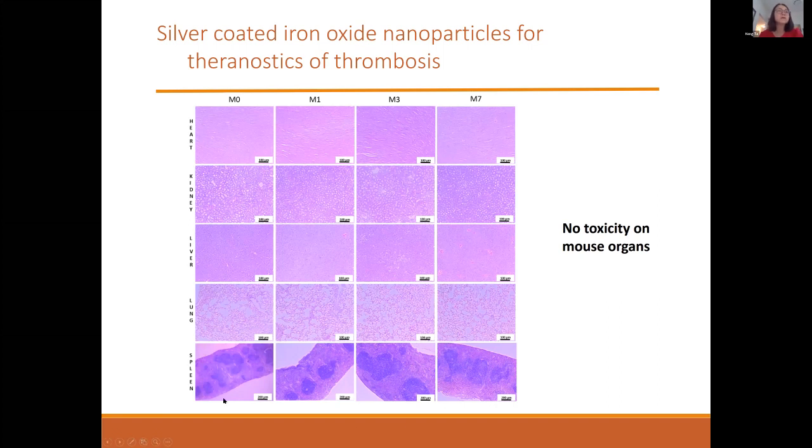So this is the control mouse, and these are the mice injected with the particle at different time points, 1 day, 3 days, and 7 days. So you can see there is no obvious toxicity on the mouse organs.